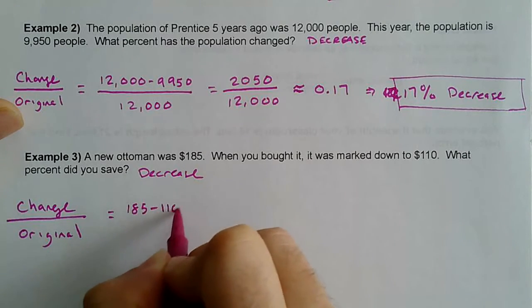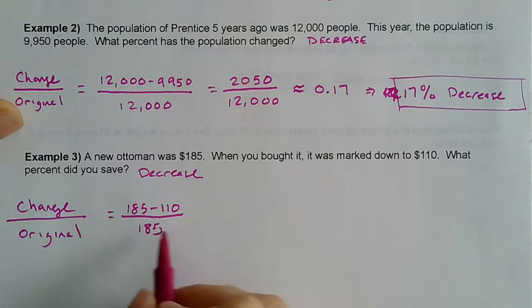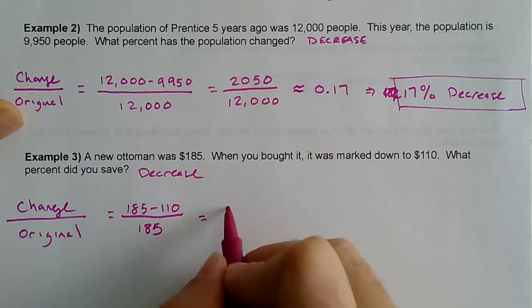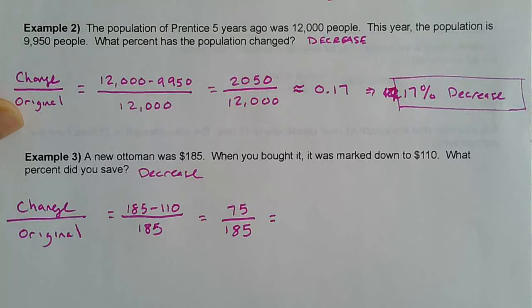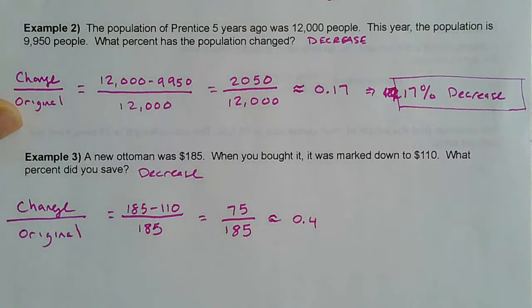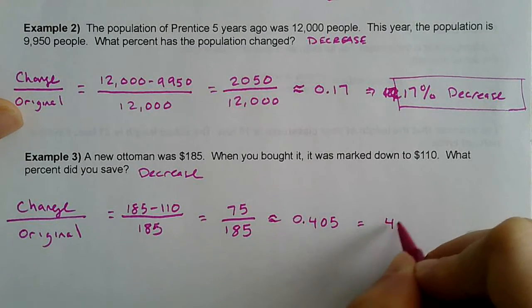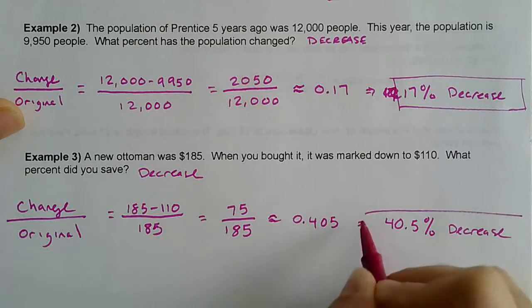185 minus 110 divided by the original, 185. That's going to give us 75 divided by 185 for an approximate decimal of 0.405, which would be 40.5%. And this we said was a decrease.